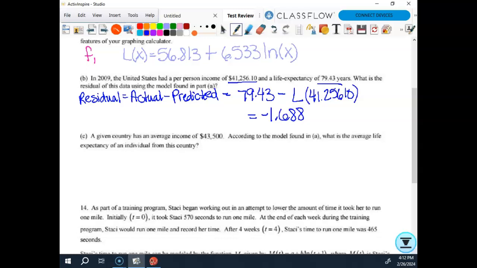All right. Then it says a given country has an average income of $43,500 according to the model found in A. What is the average life expectancy of an individual from this country? So we want L of, and again, I'm not putting in 43,000. I'm going to put 43.5, and then the zeros there don't really matter.